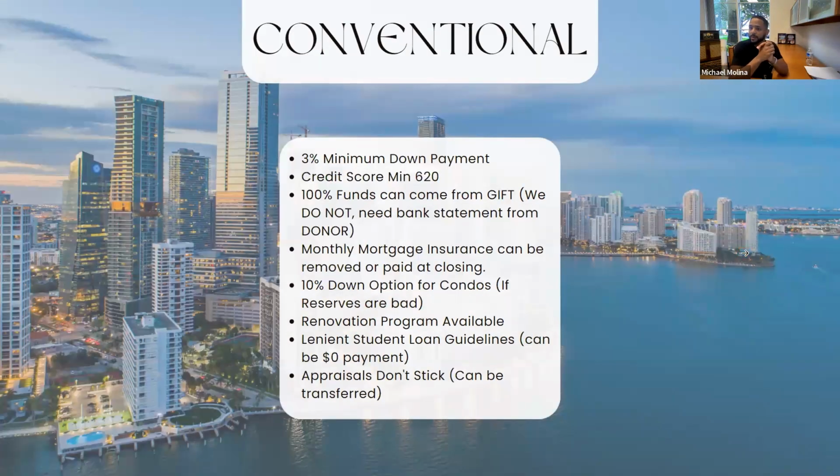Conventional, the minimum is 3% down if you're a first-time home buyer. So not everybody can do 3% down. Specifically, only first-time home buyers are able to do 3% down. Everybody else does 5%. And usually that's the gauge we look at when trying to decide whether to use FHA or conventional, which one is going to be better for the client. Credit score minimum is 620. 100% of funds can come from a gift as well, and we do not need a bank statement from the donor.